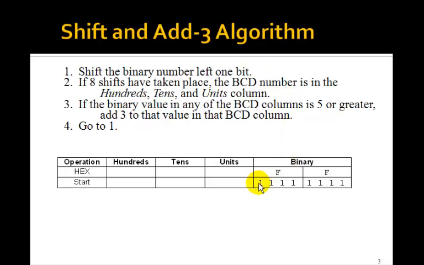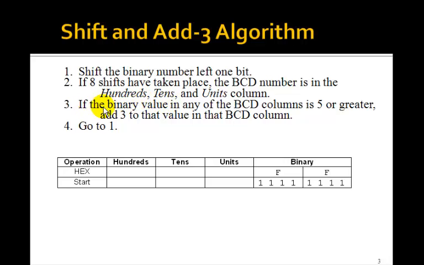For example, suppose we want to convert 11111111, that is FF, to a binary coded decimal number. Well, we know the answer is 255, so the hundreds will be 2, the tens will be 5, and the units will be 5. Well, the algorithm is to shift the binary number left 1 bit, and then if 8 shifts have taken place, then the answer will be in these hundreds, tens, and units bins here.